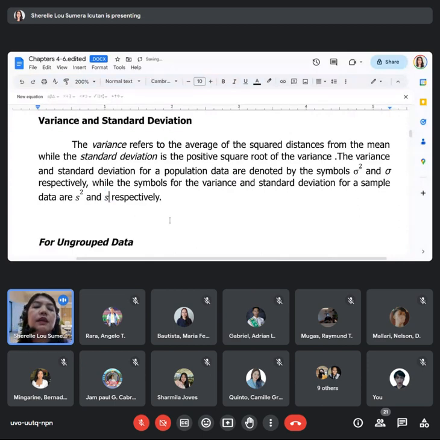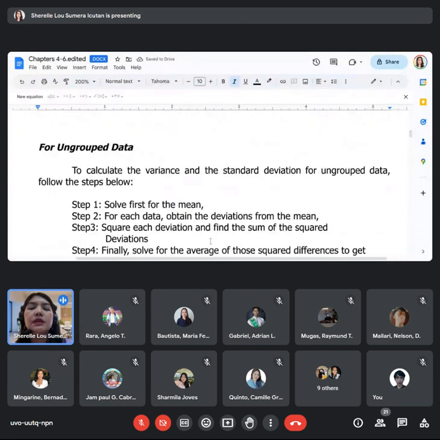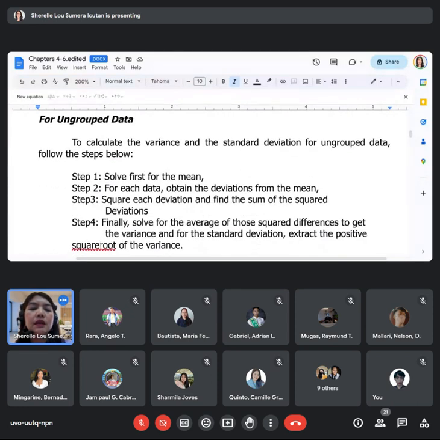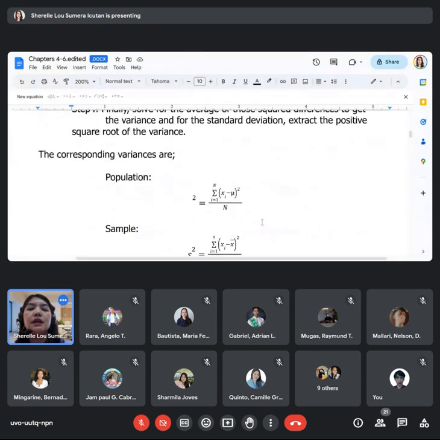Okay. So how to compute for the standard deviation and variance? For ungrouped data, these are the steps. You have to solve first for the mean. Then for each data, obtain the deviations from the mean, square each deviation, and find the sum of the square deviations. Finally, solve for the average of those square differences to get the variance, and for the standard deviation, extract the positive square root of the variance.